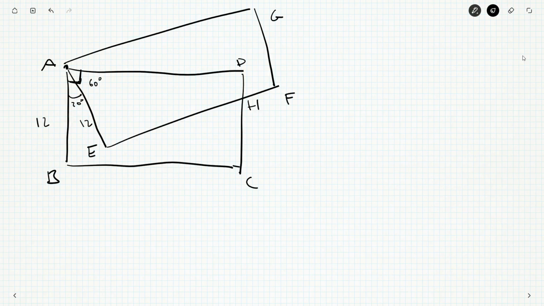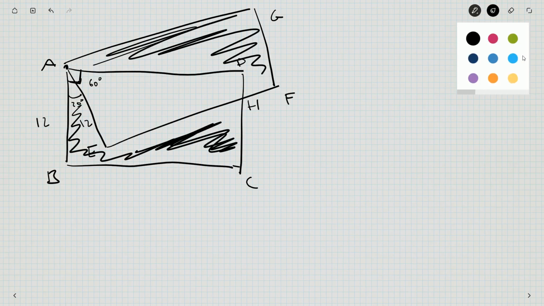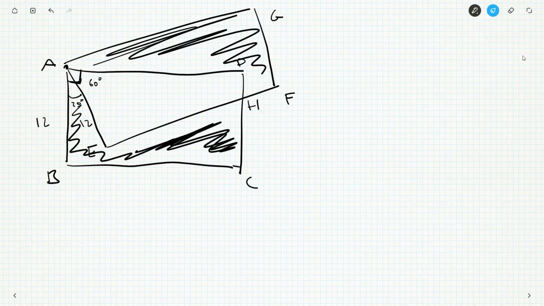I'm just going to shade some things in so I know exactly what area I'm talking about. I want to talk about this white area right here. Well, what am I going to do? I see that 60 degrees. I think, gee, wouldn't it be nice if I had a 30, 60, 90 triangle? So I'm going to go from E, drop that right down to AD, drop it so it's a right angle.